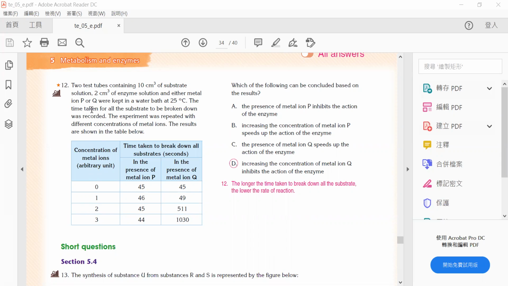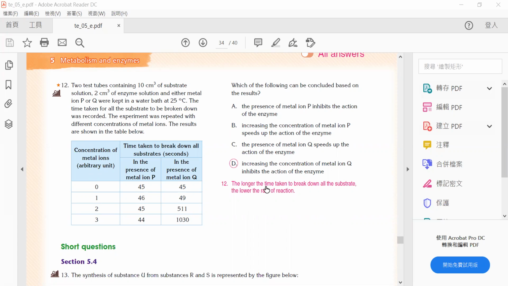P or Q, either one is an inhibitor in this experiment. These two experiments are kept in the same water bath at 25 degrees Celsius, which is a good temperature. The time taken for all the substrate to be broken down was recorded, and you have to remember that. You do a lot of calculation exercises before that.